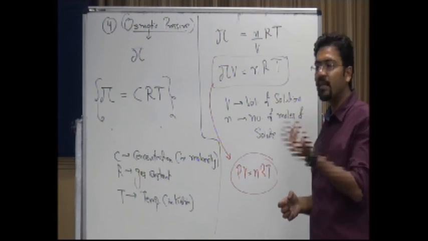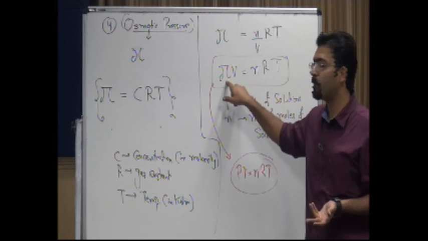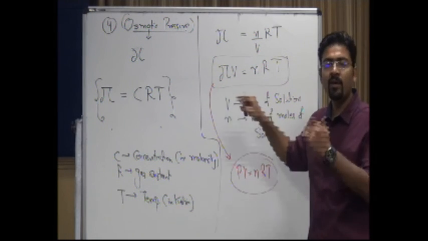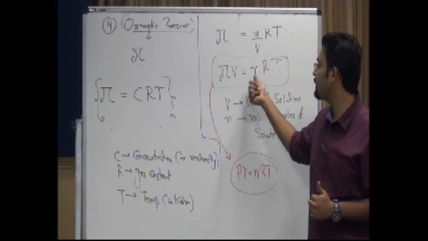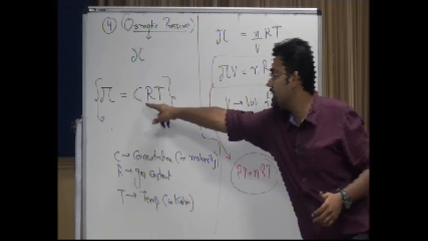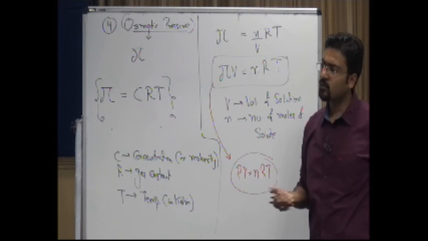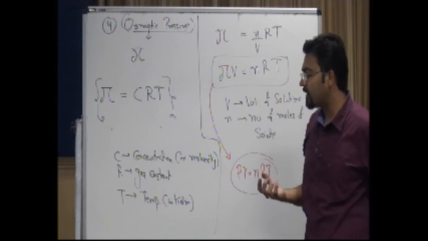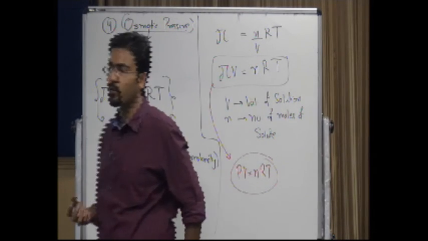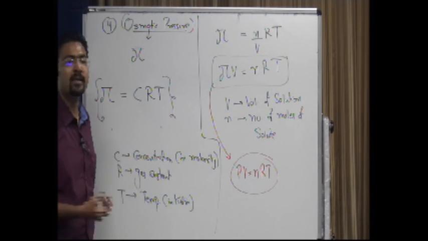So if we increase the temperature of a solution, its osmotic pressure will increase. If I decrease the volume of the solution but keep the moles the same, which means if I increase the concentration, the osmotic pressure will increase, right? Which means that the solute particles in a liquid solution behave the same as gaseous particles.